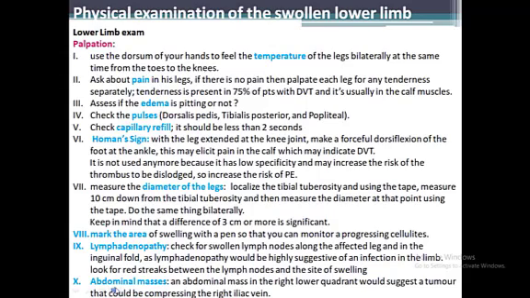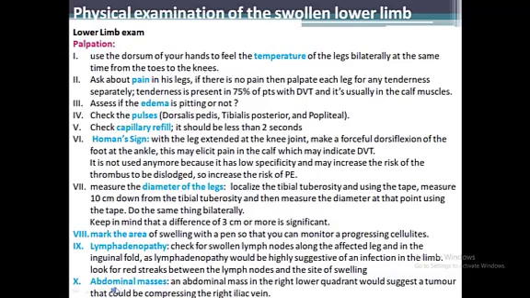Homan's sign. The leg extended at the knee joint, and we make forceful dorsiflexion of the foot at the ankle. This may indicate a pain in the calf, which may indicate DVT.